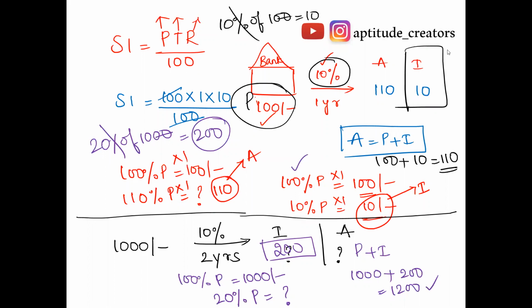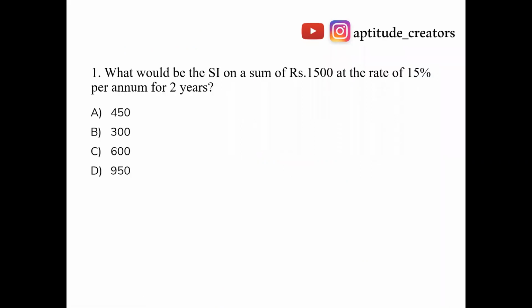Okay. Now, moving forward to question number 1. What is the answer for this question? Without pen and paper also, we can solve this problem. SI equals to PTR by 100. Great. SI is equals to PTR by 100.